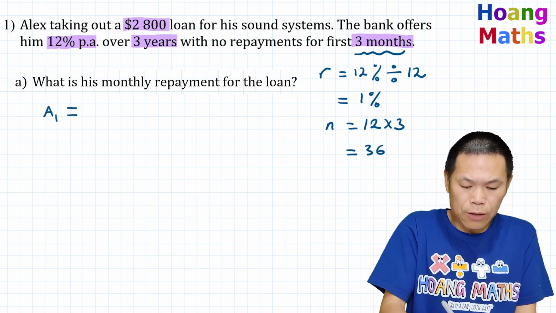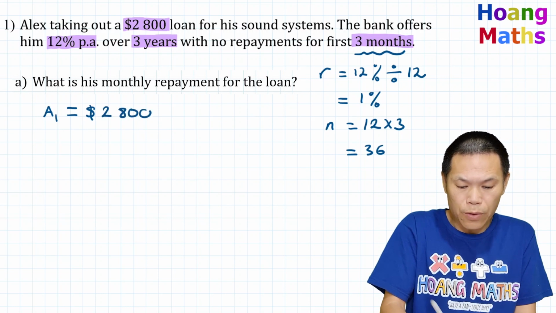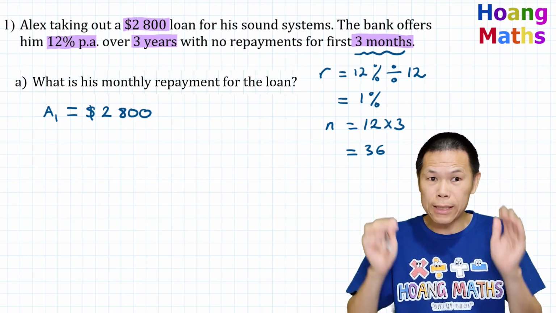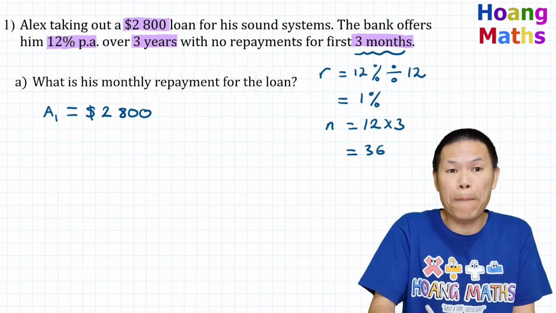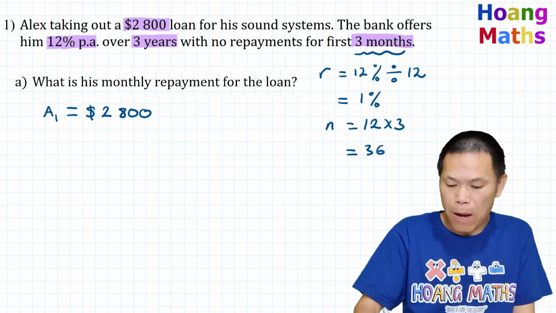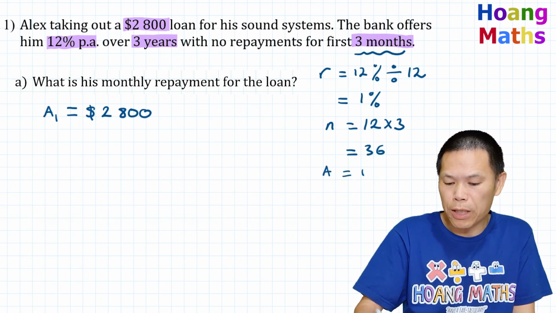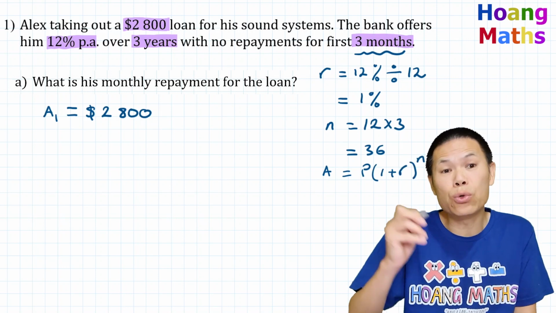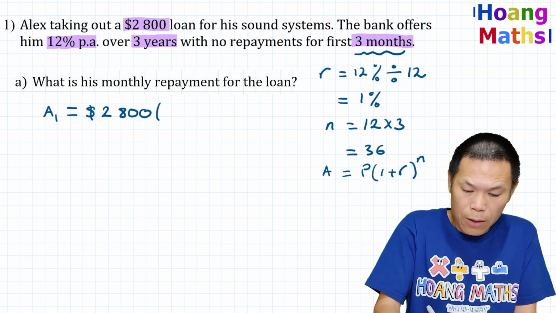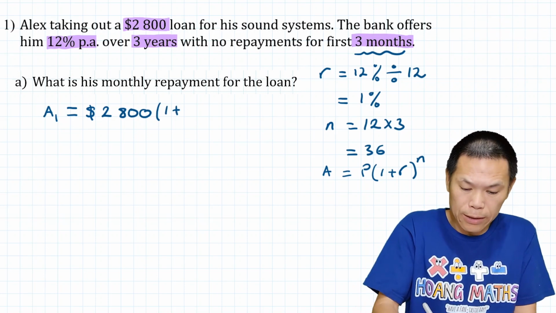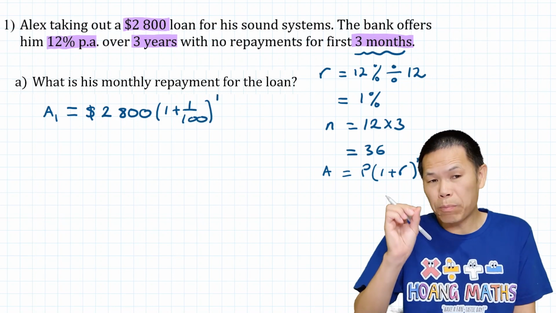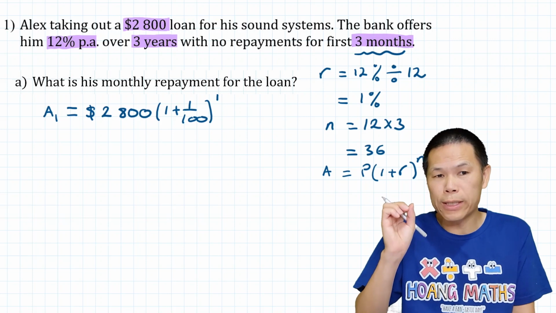So at the end of the first month, he owed $2,800, and then he needs to pay interest on top of that. So the balance at the end of the month, we use compound interest. The compound interest is A equals P times (1 plus R) to the power of N. We know that P is $2,800 and 1 plus R is 1 plus 1 over 100, to the power of 1.